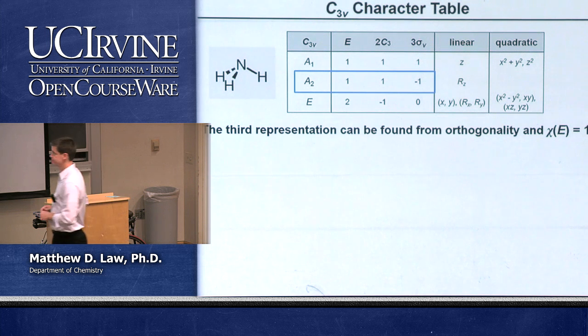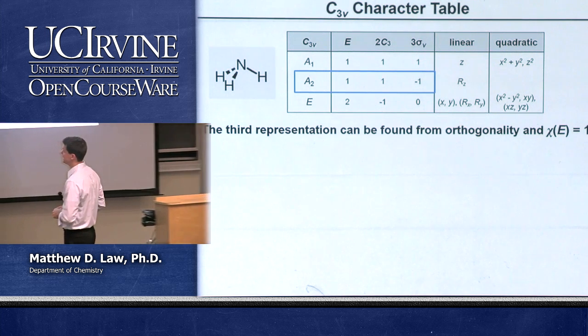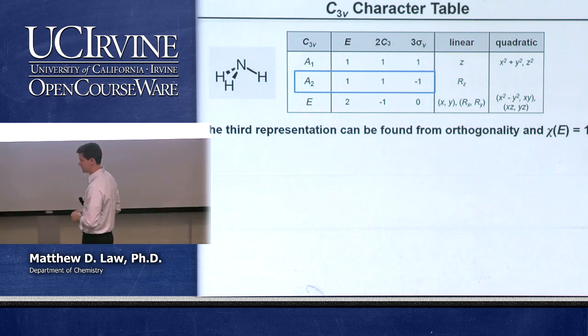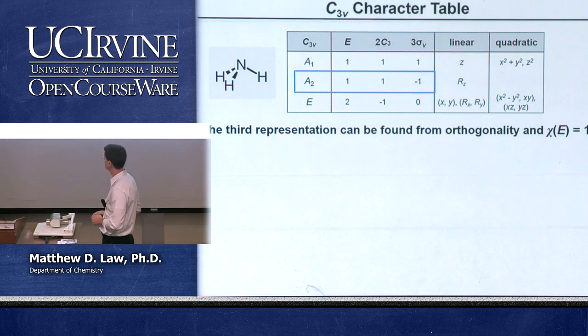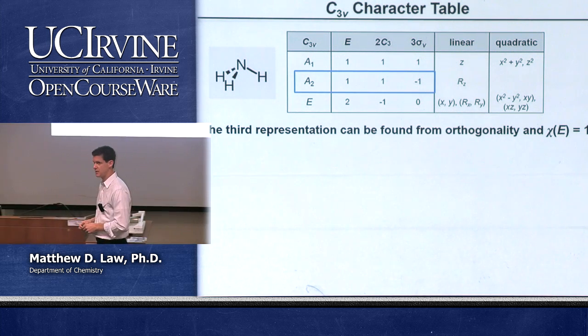Okay? So that's how we would build the A2 out of the other two irreducible representations and generate the entire character table.